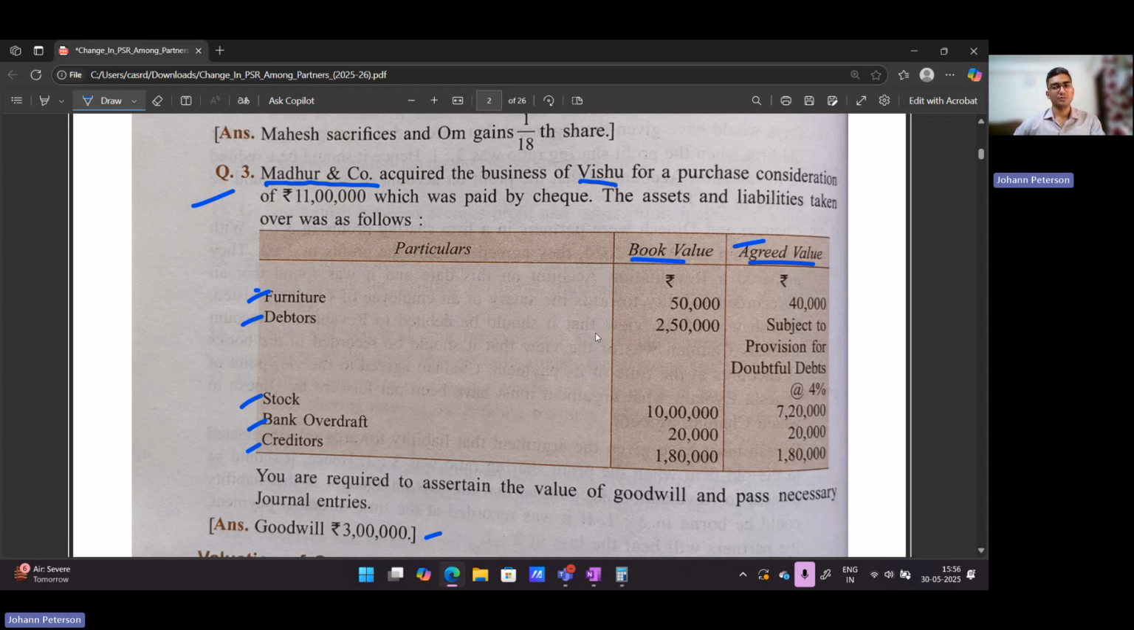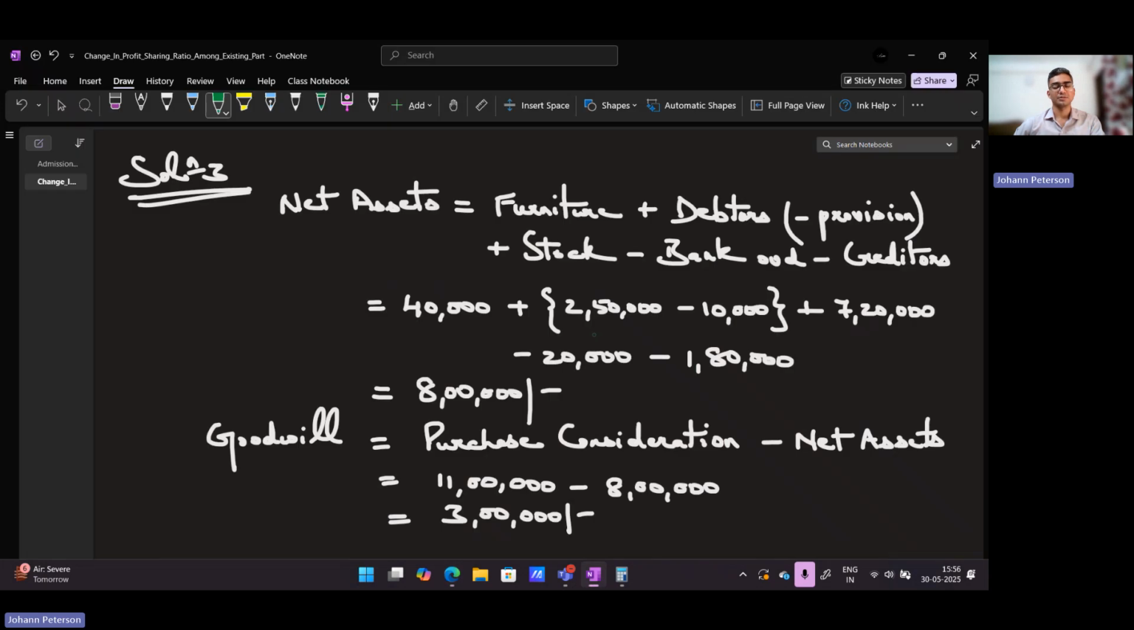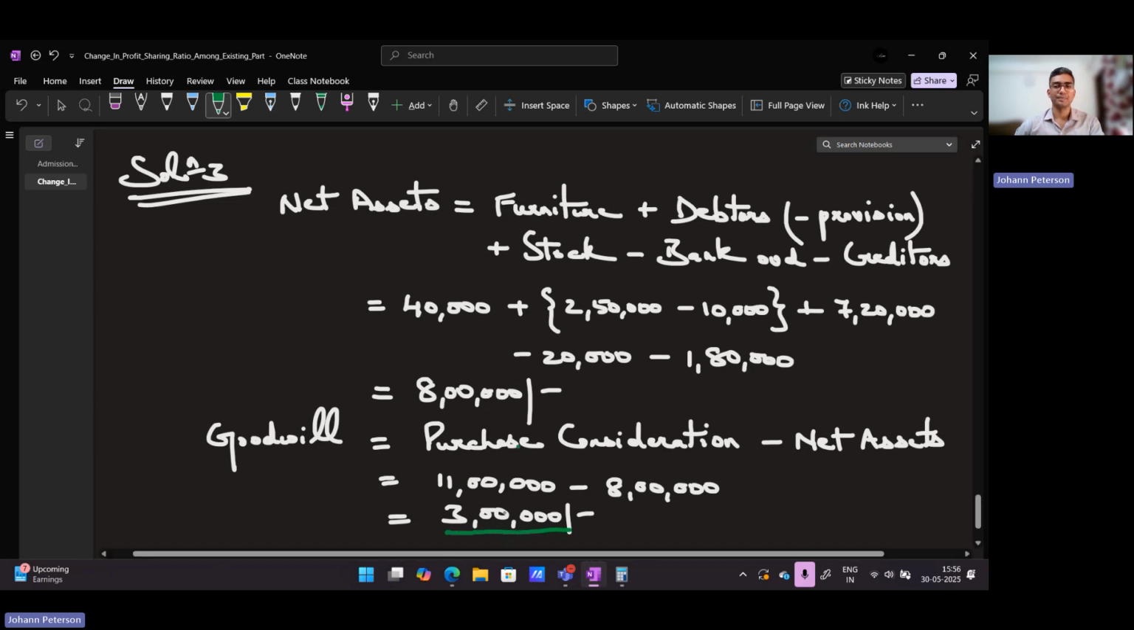So this was the amount which was supposed to be paid. But we are not paying that much. We are paying something more than that. If we were only to pay that much, we would only have to pay 8 lakh. But we are paying 11 lakh. So what is this 11 lakh? This 11 lakh is including some amount which is called goodwill. So that amount is calculated by subtracting from the purchase consideration your net assets, which gives you an amount of 3 lakh. So 3 lakh is your goodwill.